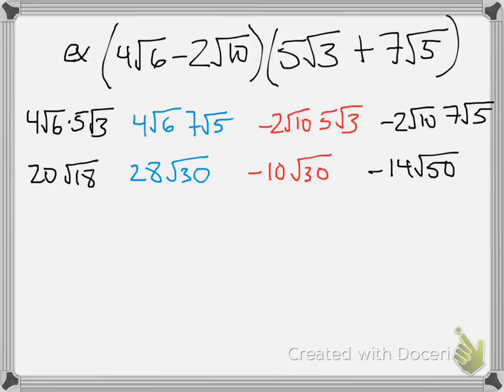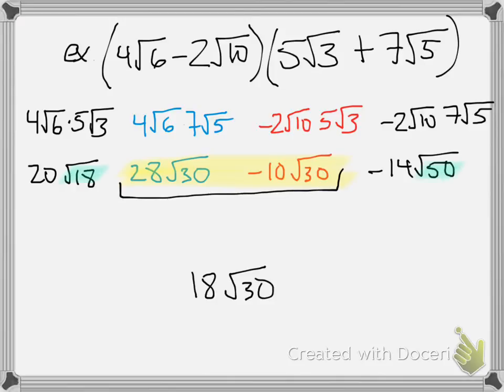The first thing you should notice is you have like terms right there in the middle. Now, you can simplify before you combine like terms here, but then you'd have to try to simplify 4 different terms as opposed to 3. So, I always look for like terms that I can combine just to make it a little bit easier for myself. So I'm going to combine these 2 terms in the middle. 28 minus 10 is 18.